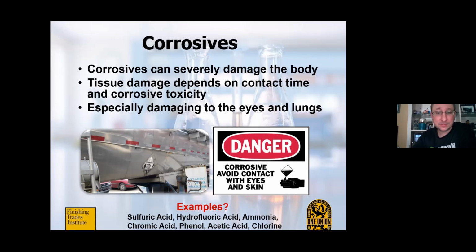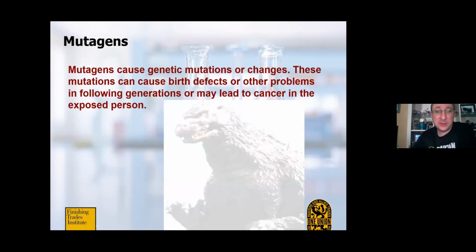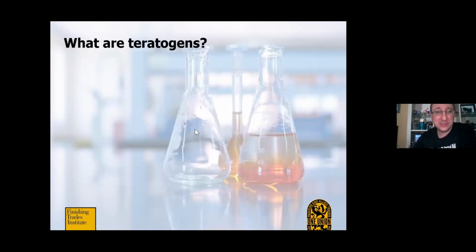Mutagens. Got a good old picture of Godzilla in there. These are things that actually change the makeup of your DNA, with the potential to pass that on to offspring. Mutagens can also lead to cancer. A couple of examples are ionizing radiation. If you're more interested in ionizing radiation and Godzilla, come back when we do the intro to radiation class and the health effects one.